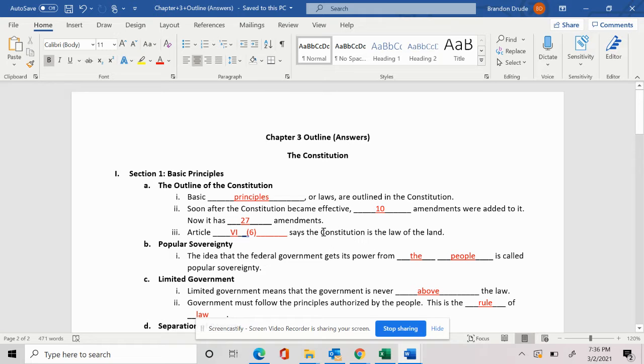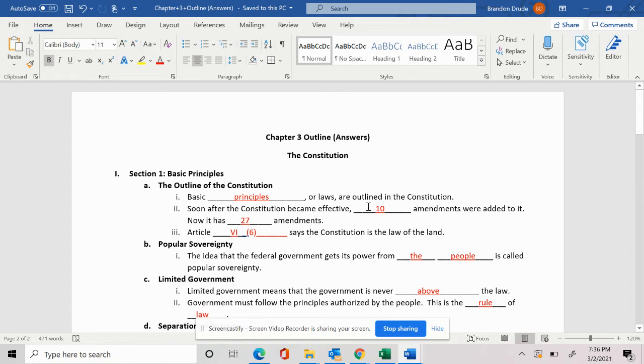So if we have questions about, is that legal for the entire country? We'd look to the Constitution because it is what guides us. Again, it's our guide. So in Article 6, it says this is the main law. No other law trumps it.